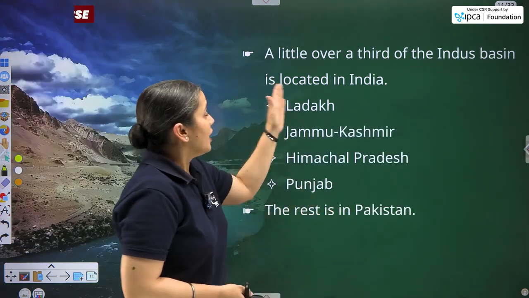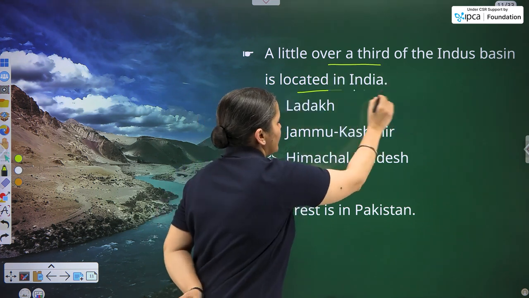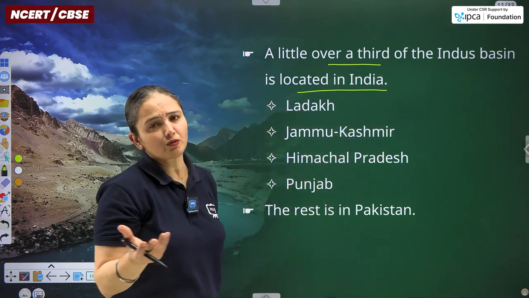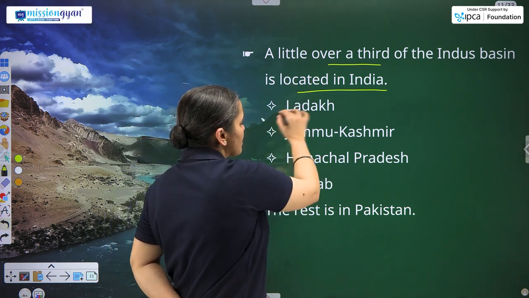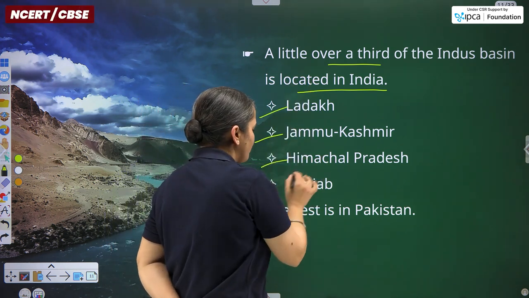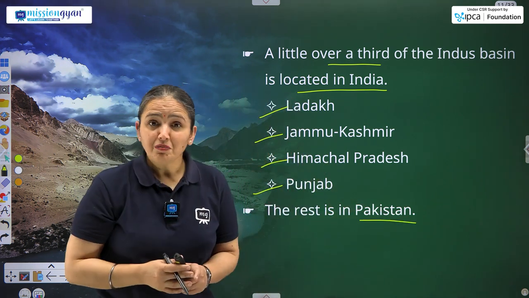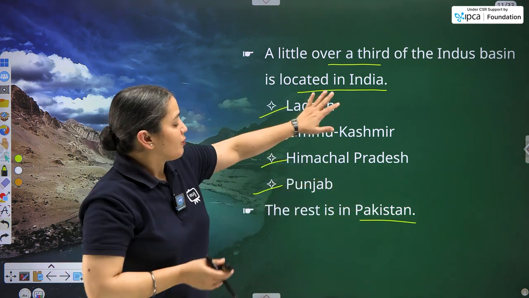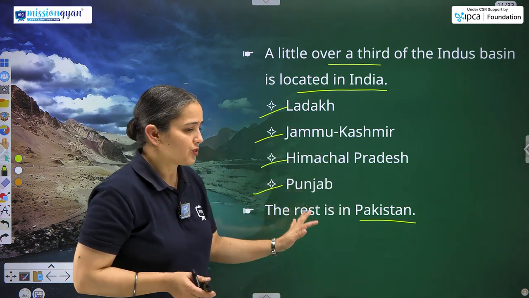Moving ahead, a little over a third of the Indus basin is located in India. So hardly 30% of the water flow is in the Indian subcontinent. It flows through these regions: Ladakh, Jammu Kashmir, Himachal Pradesh, Punjab, and the rest is in Pakistan. Let me recall once again. We have read these 4 prominent regions: Ladakh, Jammu Kashmir, Himachal Pradesh, Punjab.